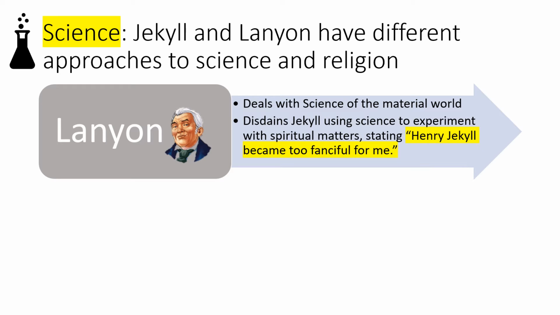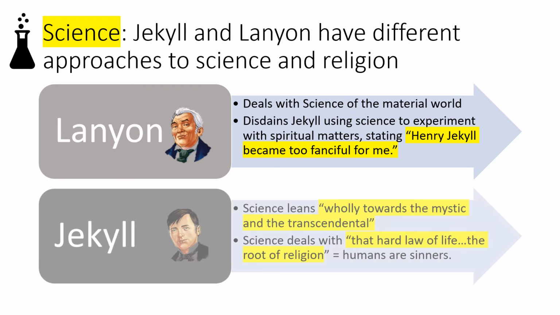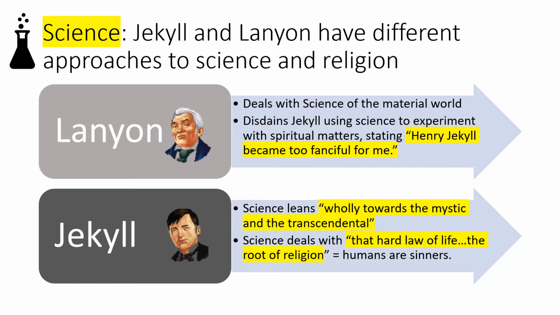If you can think back to earlier on in the novella, Jekyll is giving a tea party, and Utterson asks a question and says, well, why aren't you good friends anymore? And he says, look, Henry Jekyll became too fanciful for me. He's only interested in dealing with fact and science of the material world, natural sciences perhaps, and biology we could think as well. He doesn't love Jekyll's use of science to experiment with spiritual matters. Jekyll, on the other hand, says about himself that he's leaning wholly towards the mystic and the transcendental.